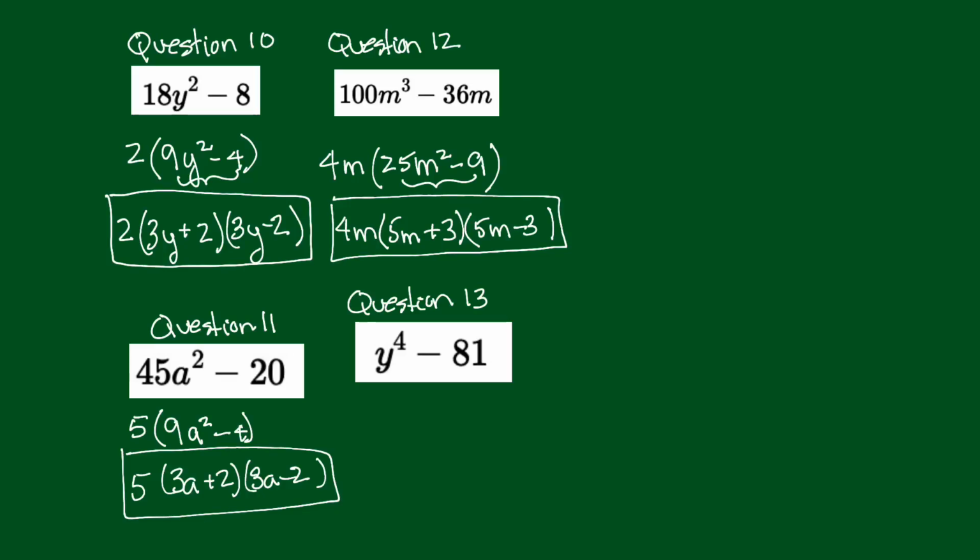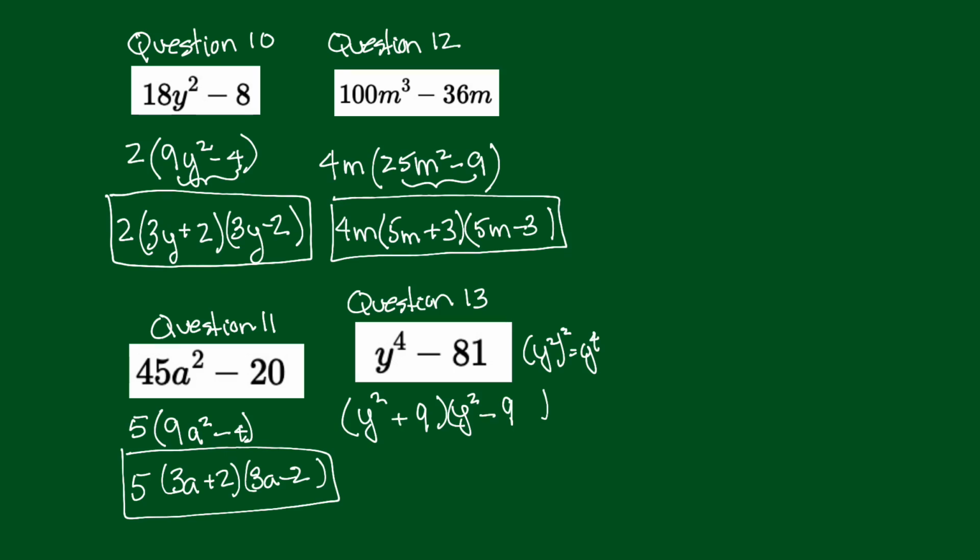Question 13. This is the difference of 2 squares. You can see here we've got the difference. Now, what would you square to get y to the 4th? Well, how about y squared? I mean, isn't it true that y squared is y to the 4th? So I really do have the difference of 2 squares. So let's write our parentheses. Then I'll get y squared, and then square root of 81 is 9 and 9. Make 1 plus, 1 minus.